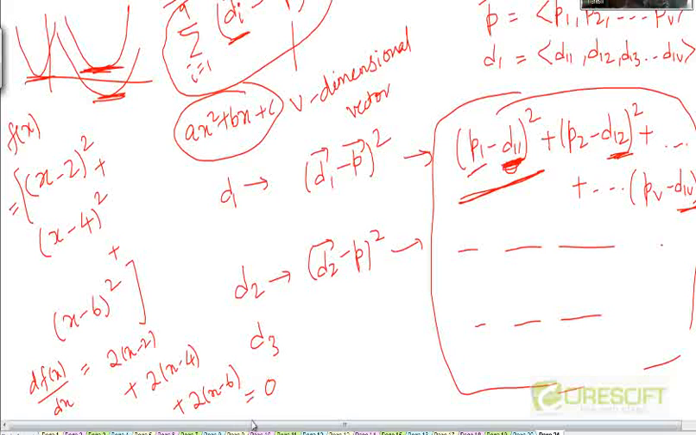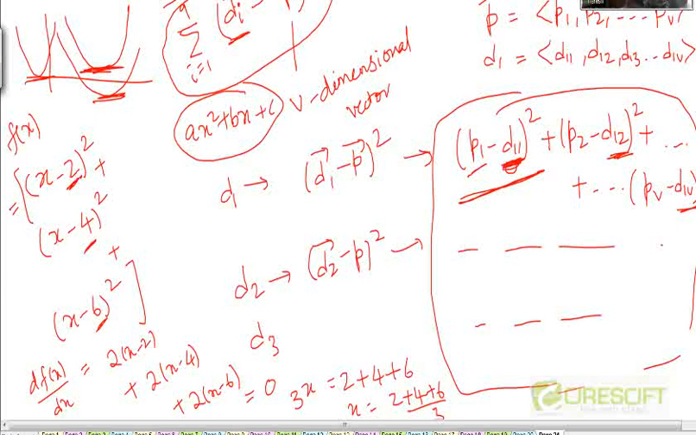So if I equate the derivative to 0, this 2 can obviously be cancelled off. I'll get 3x = 2 + 4 + 6, and so x is (2 + 4 + 6) divided by 3. Basically x is the average of these three. So the value of x which minimizes this function is the average of these three.